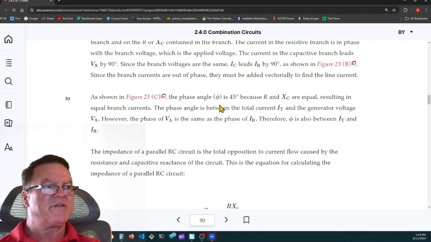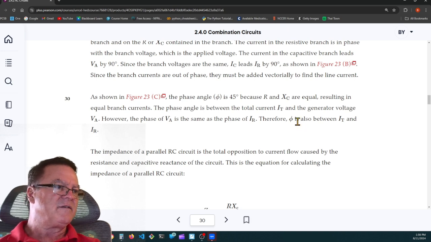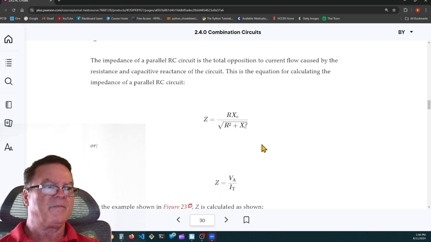As shown in figure 23, the phase angle is 45 degrees because the resistance and the X sub C are equal, resulting in equal branch currents. Phase angle is between the total current IT and the generator voltage VA. However, the phase of VA is the same as the phase of IR. Therefore, theta is also between IT and IR.